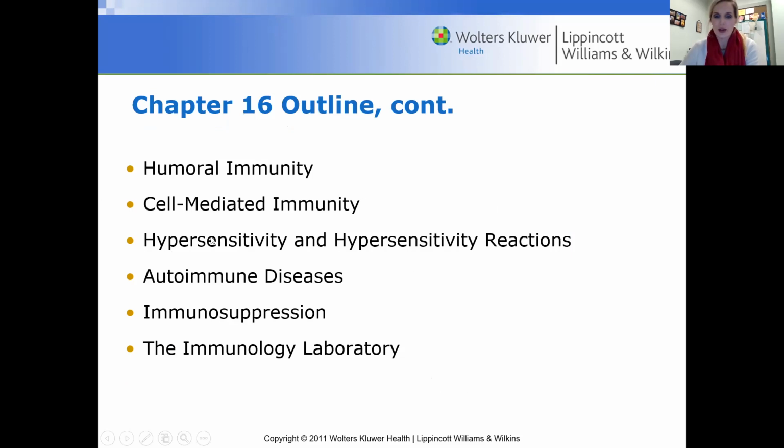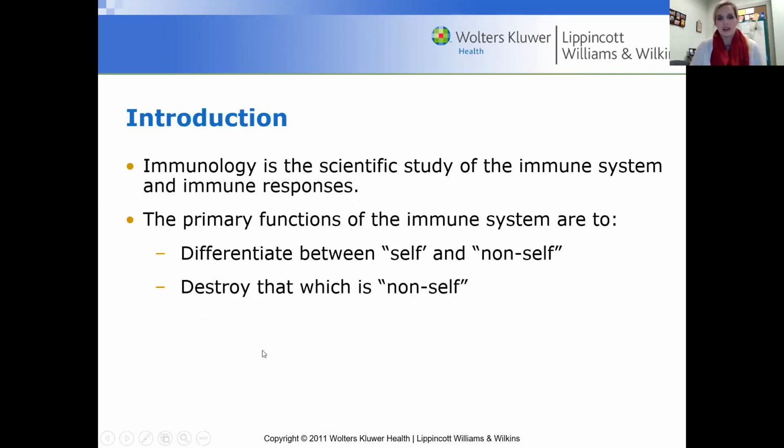I'm going to be real brief with hypersensitivity and autoimmune diseases. We really don't get into immunosuppression in the immunology laboratory, so we'll skip through that if I haven't already taken it off the slide already.